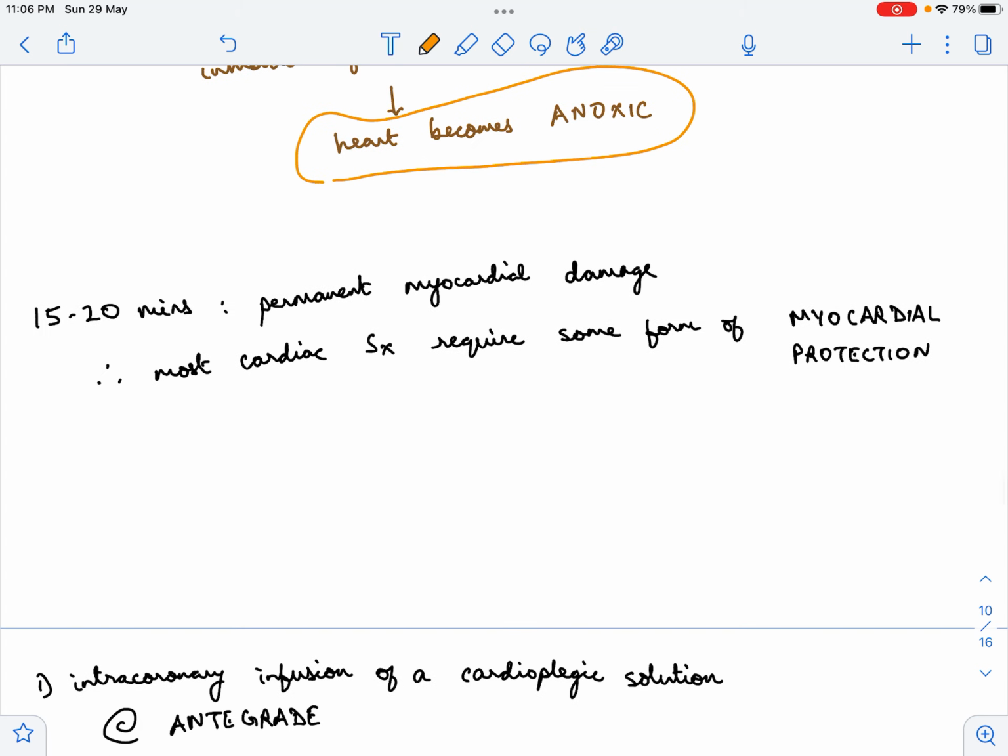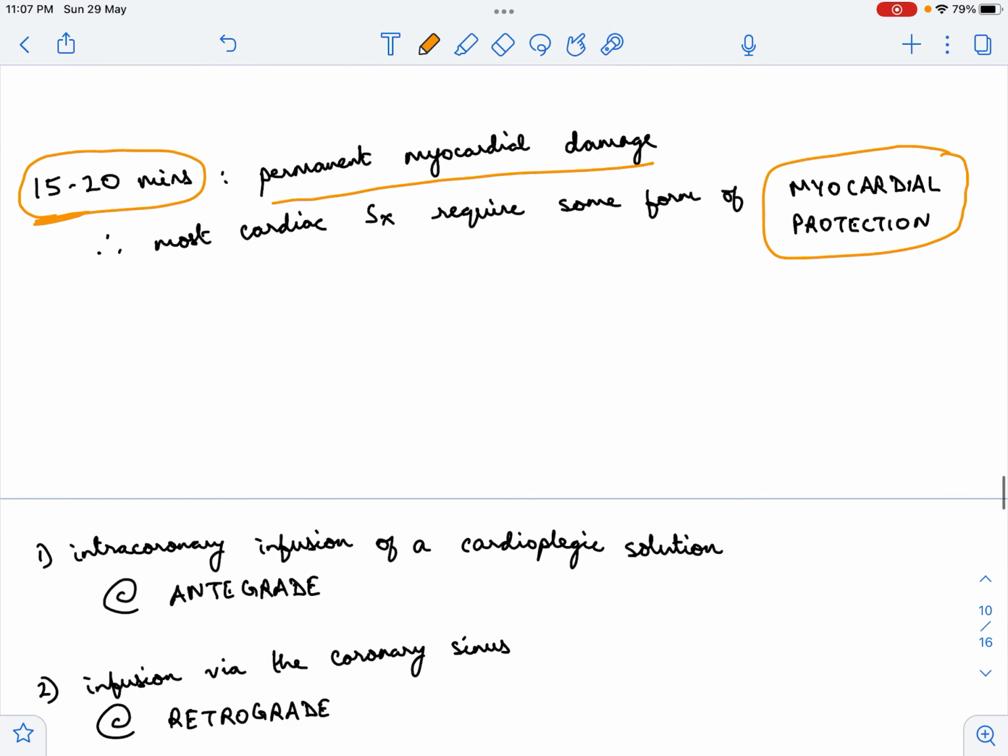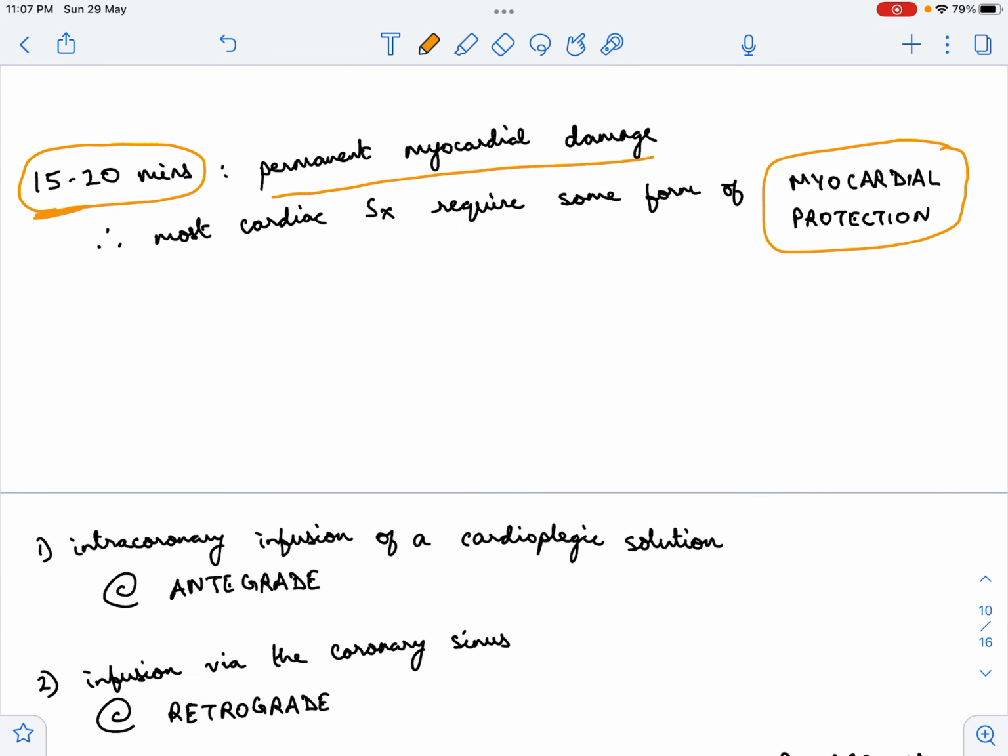So, now what is the limit for the heart? If the heart is anoxic for more than 15 to 20 minutes, so the magic number for the heart is 15 to 20 minutes, it will cause permanent myocardial damage. Obviously, you cannot finish your heart surgery in less than 20 minutes. So, you will require some form of myocardial protection. That means you need to inject a solution into the heart via the coronary arteries, which will prevent permanent myocardial damage.